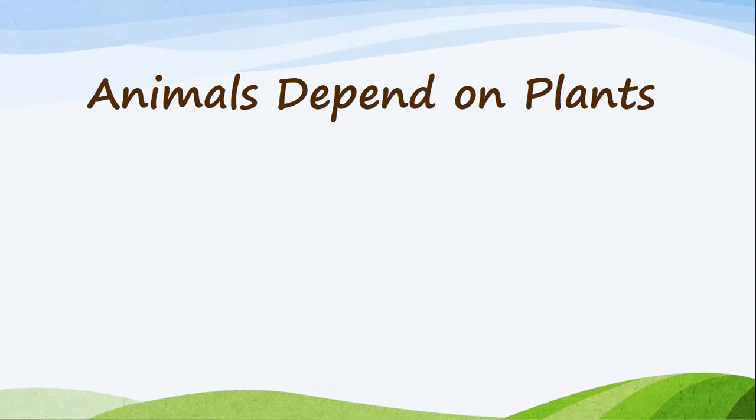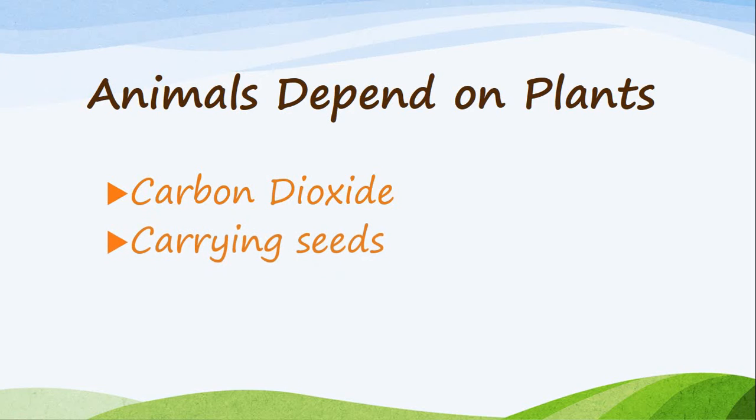Plants also depend on animals. Animals give them carbon dioxide to make food. They help to carry seeds from one place to another place. They give manure to plants. Okay? These are the points we discussed in the previous class.